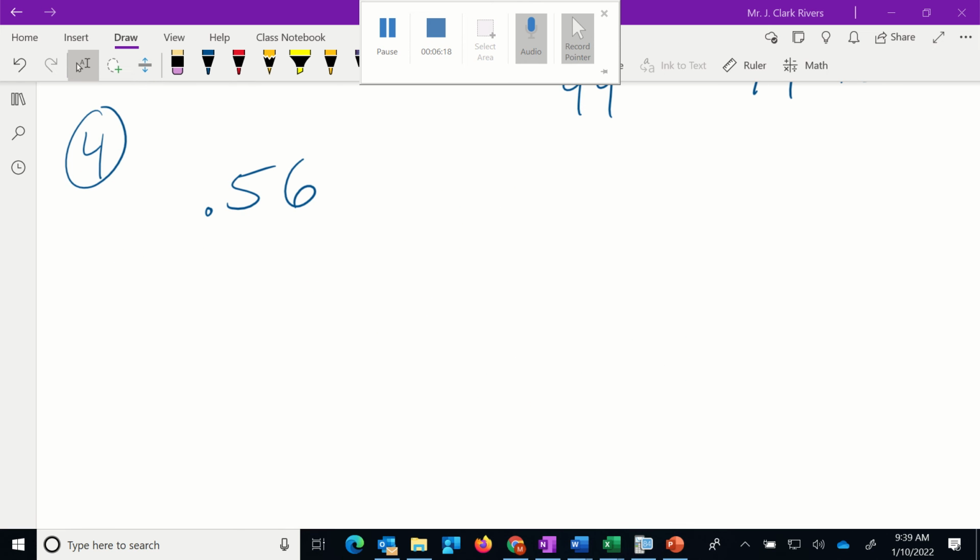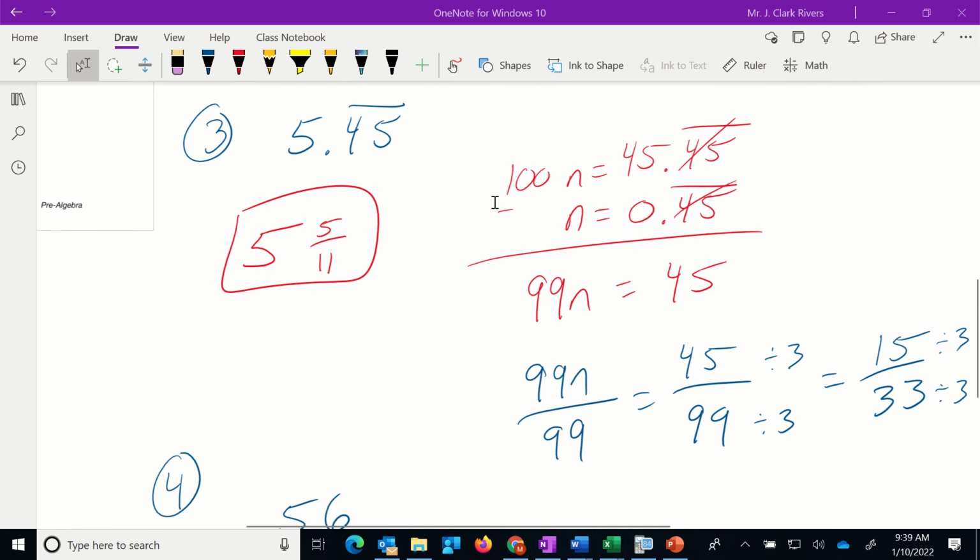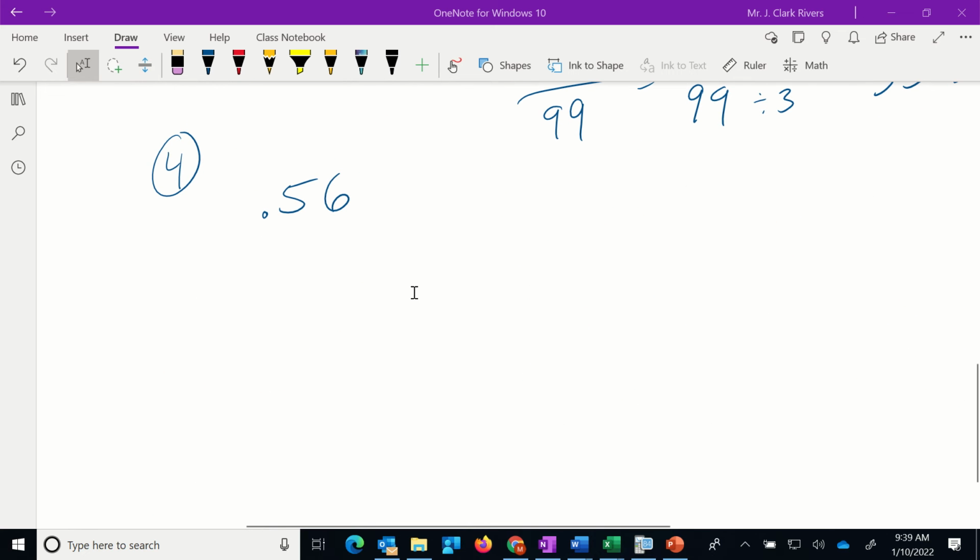Here's number 4. By the way, number 3 was 5 and 5 elevenths. Here's number 4 on the warm-up, 0.56. Just recapping what we did last week, 0.56.